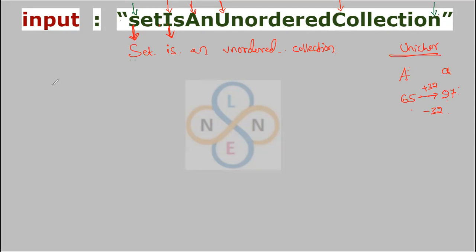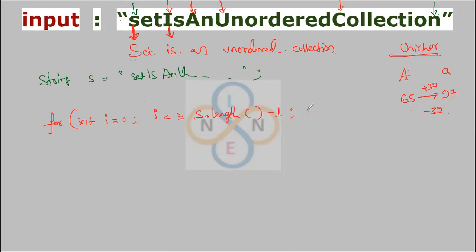After having this input in one variable, String s equals the given input "setIsAnUnorderedCollection". So the same input is given here. Then the next step: first we have to run the loop from the starting index to the ending index. So for int i equals 0 to start with, then i should be less than or equal to the string's length, which is a method on strings, minus 1 till the last index because I'm using equals here, followed by i++. So in this for loop, what do we have to do?